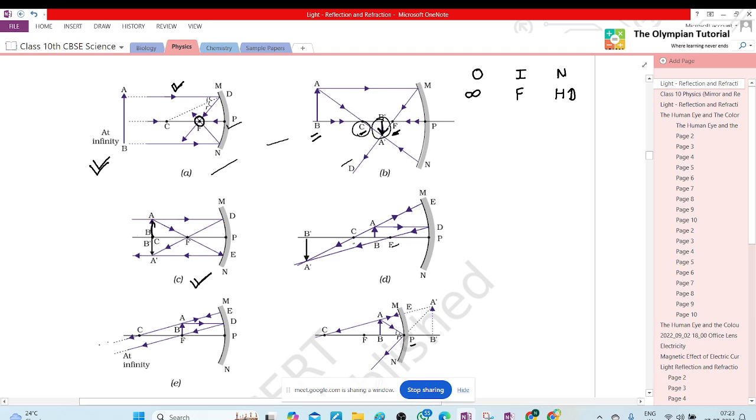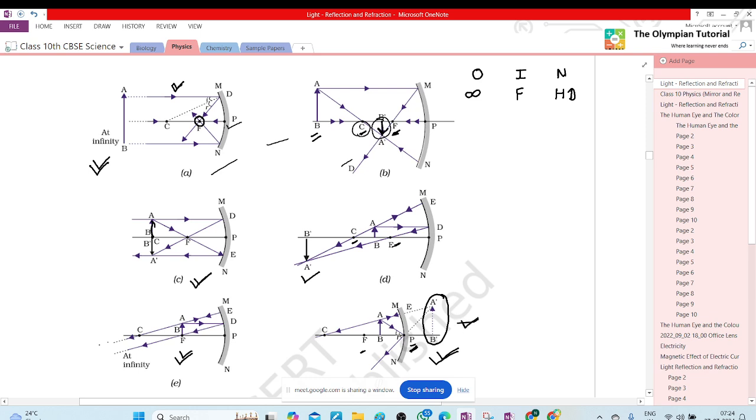If object is kept between C and F, ray will go and image is formed beyond C and it is real, inverted but enlarged. And if object is kept at focus, image is formed at infinity, real and inverted, highly enlarged. And next one is this one. When object is between F and P, image is virtual and erect and enlarged.